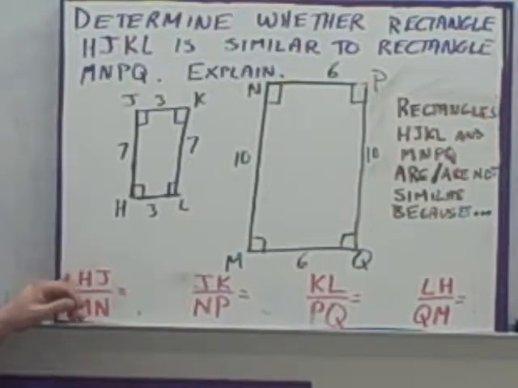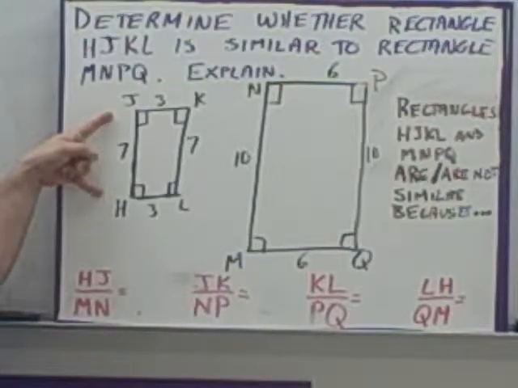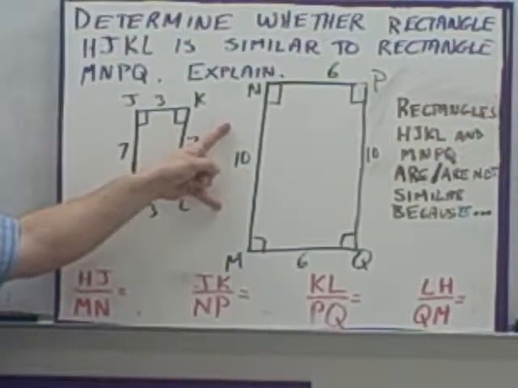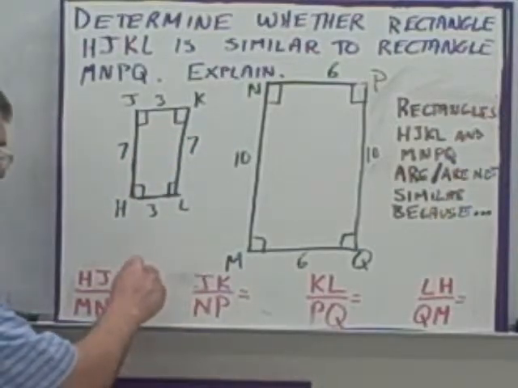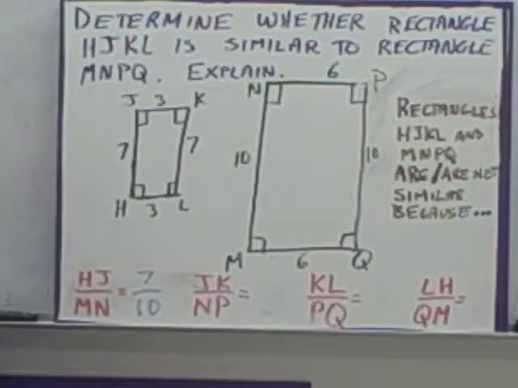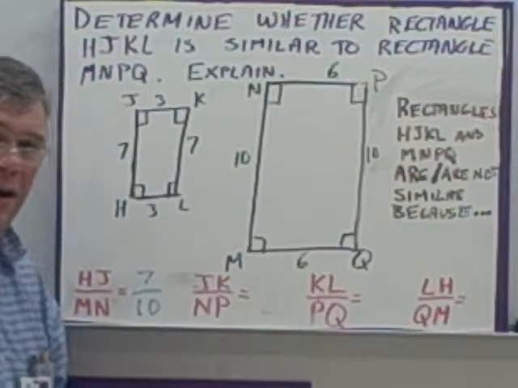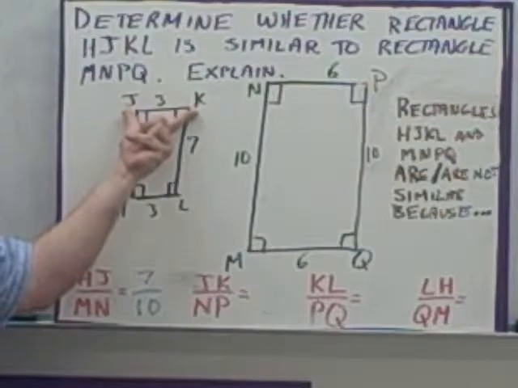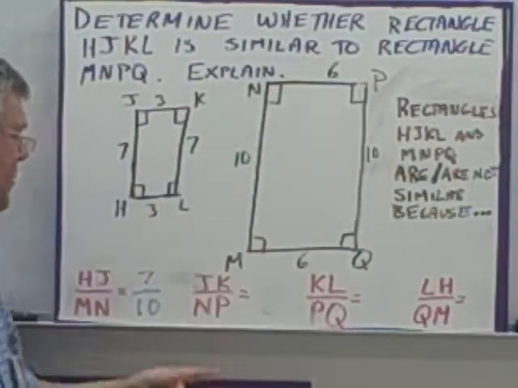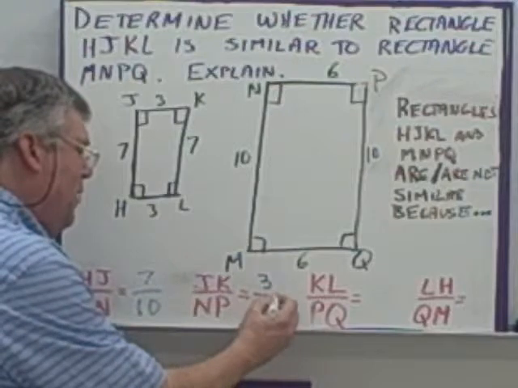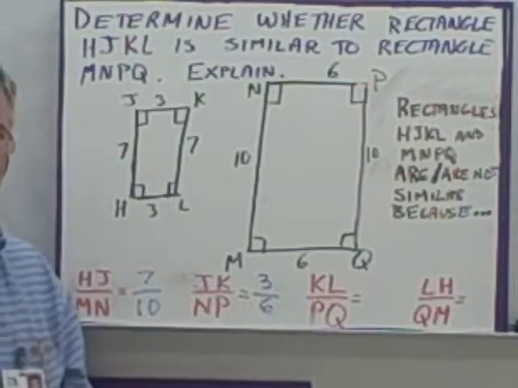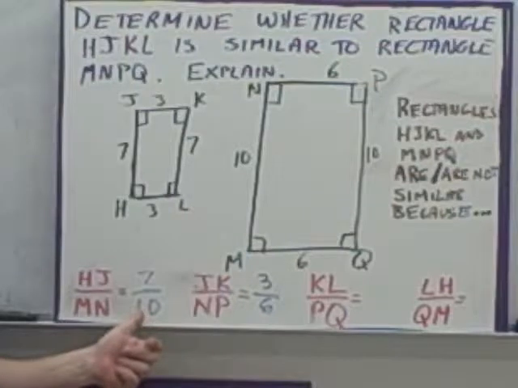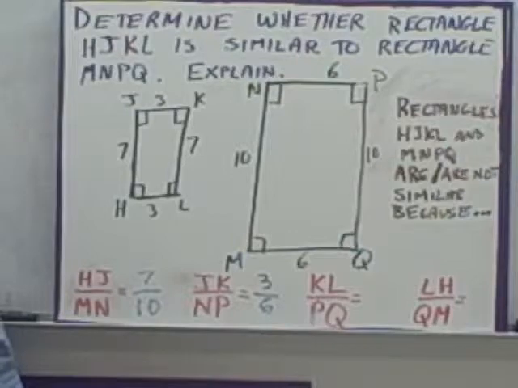All right, to do that, we check HJ over MN. This length over this length. 7 over 10. And that fraction there needs to be the same all the way across in order for these two shapes to be proportional. So if we look at JK and put that over NP, we get 3 over 6, which reduces to 1/2. Is 1/2 the same as 7/10? No. That means these two shapes are not proportional.